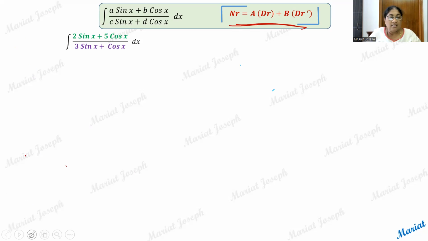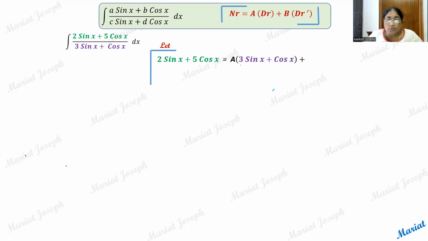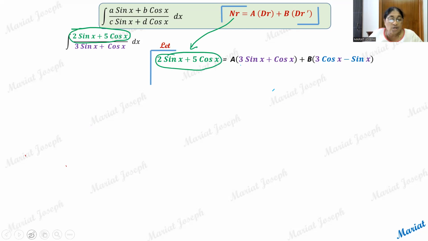Take it to the side board. Let the numerator be equal to A into denominator plus B into denominator's derivative. See, the numerator is this one. This whole thing is equal to A into the denominator. See, the denominator is written here, as it is copied here, plus B into the denominator's derivative.